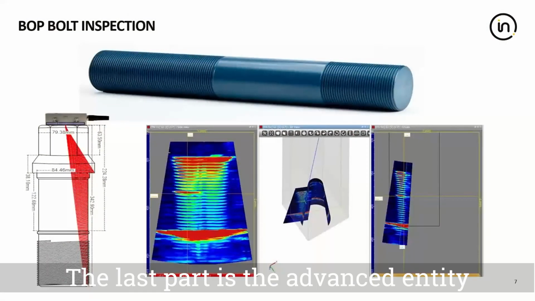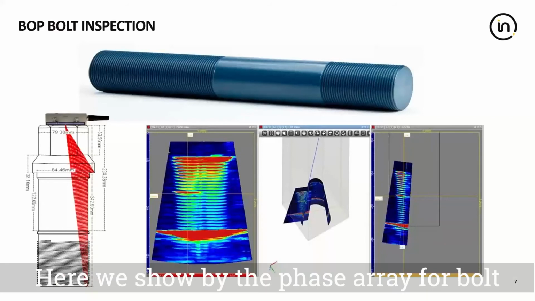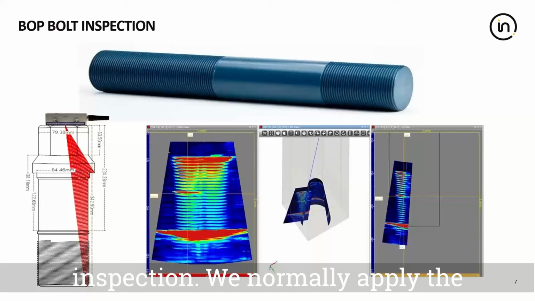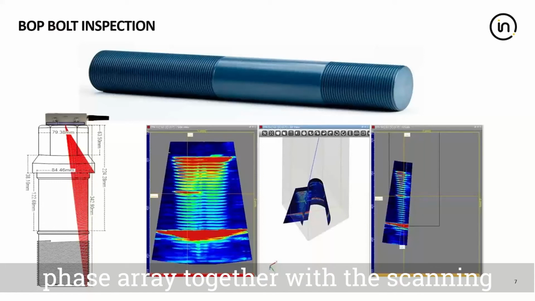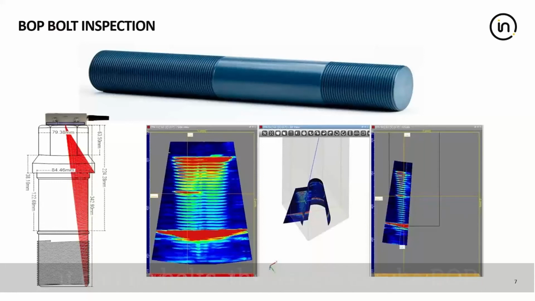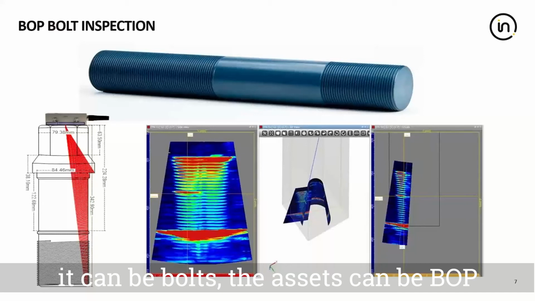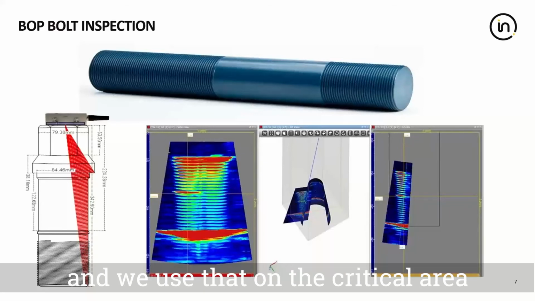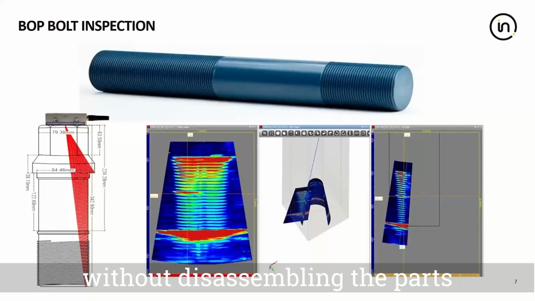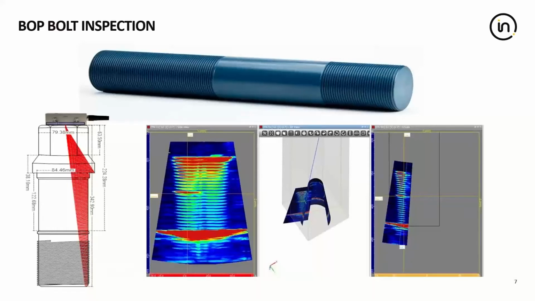The last part is the advanced NDT. Here we've shown that by the phased array for the bolt inspection. And we normally apply the phased array together with the scanning, and it can be bolts, it can be the assets, it can be BOP, others, and we use that on the critical area without disassembling the parts.